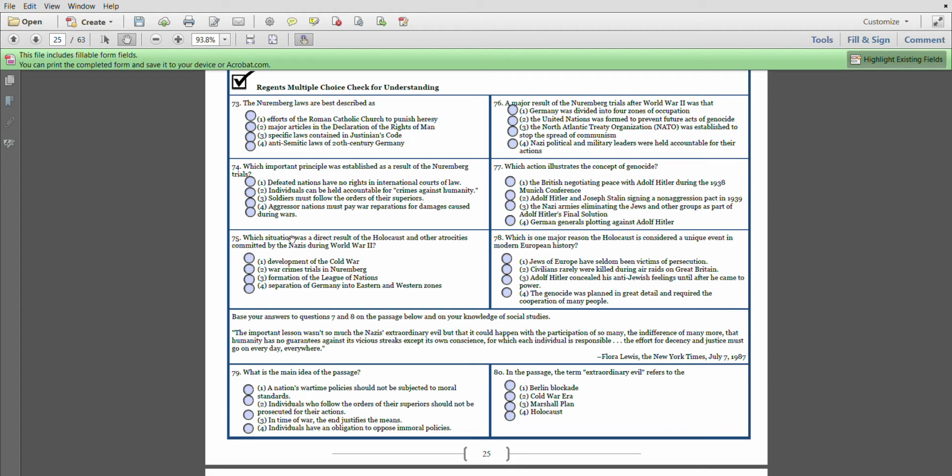75. Which situation was a direct result of the Holocaust and other atrocities committed by the Nazis during World War II? Development of the Cold War, war crime trials in Nuremberg, formation of the League of Nations, or separation of Germany into Eastern and Western zones. 76.